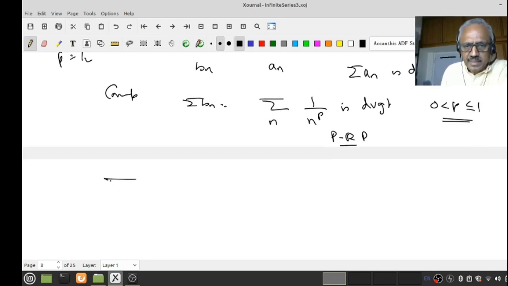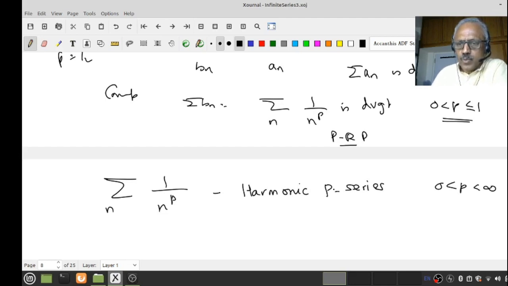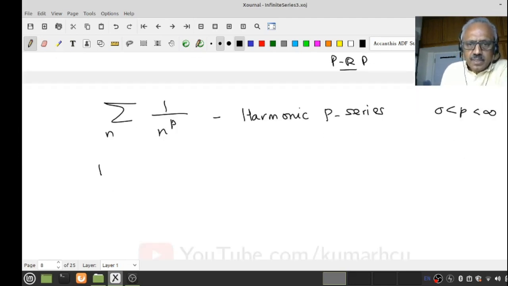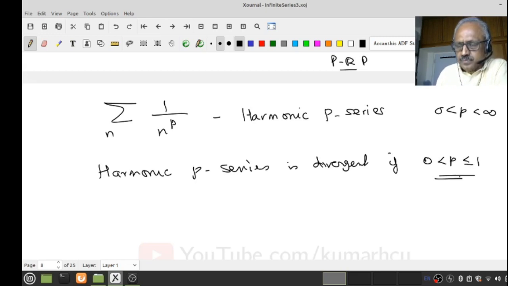So in general the series of the form summation 1 upon n to the power p, where 0 less than p less than infinity, this is called the harmonic p-series. So what you have shown is that the harmonic p-series is divergent, that is it does not converge, if 0 less than p less than or equal to 1. That's all you have proved. This is the conclusion.